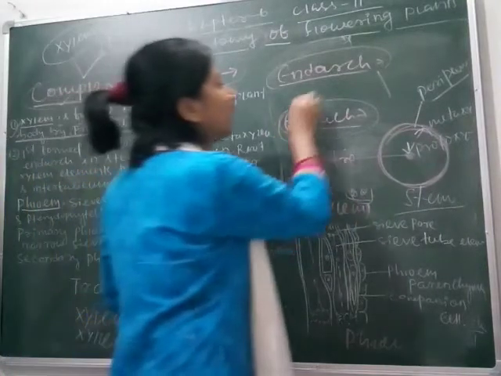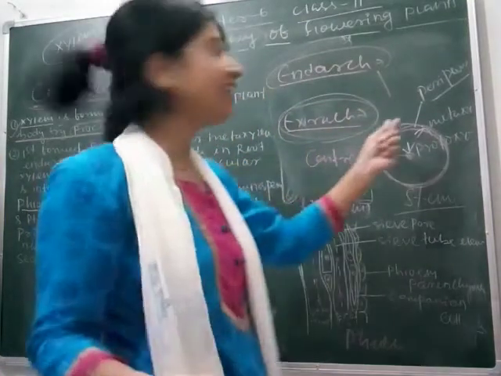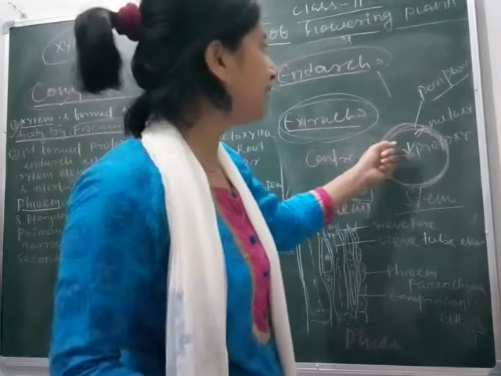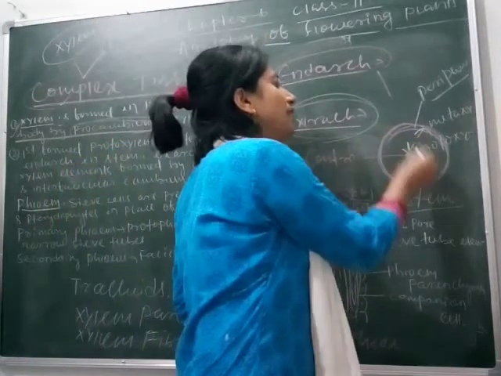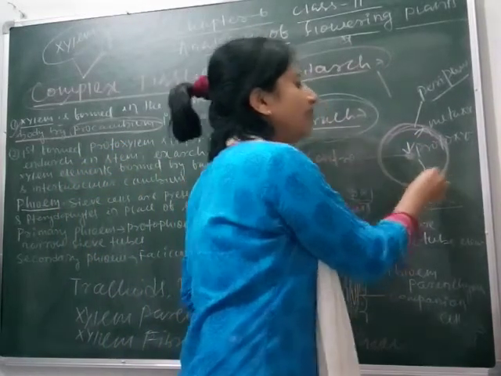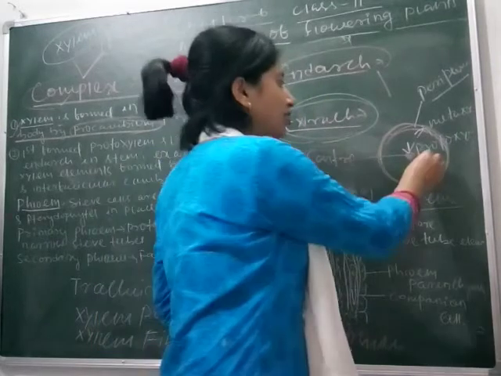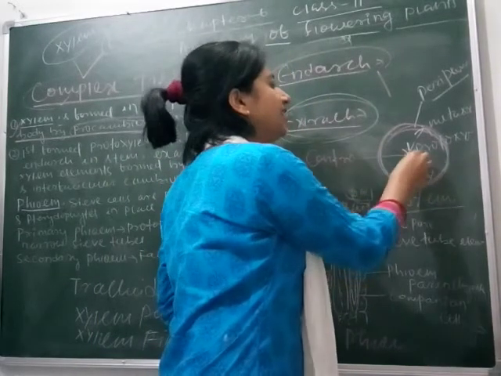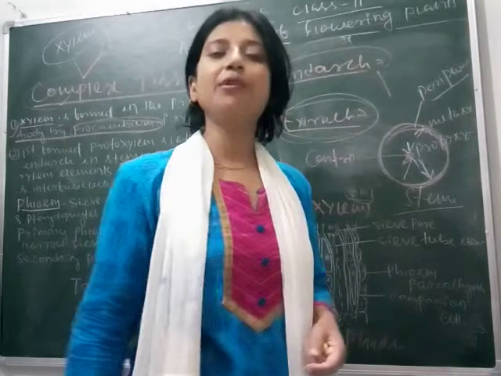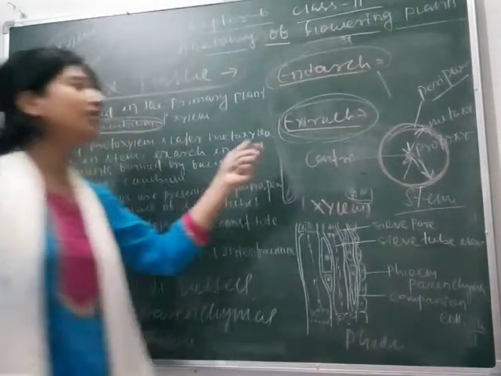Again, in the case of exarch, it is exactly the reverse, or vice versa. Here the protoxylem is towards the periphery and the metaxylem towards the center. So this type of arrangement is called your exarch.